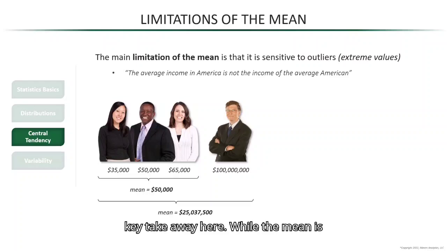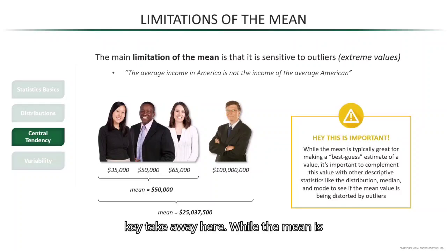And that's the key takeaway here. While the mean is typically great for making a best guess estimate of a value, it is important to complement this value with other descriptive statistics like the distribution, the median, and the mode to see if the mean value is being distorted by outliers. And if it is, you can at least be aware of it, or you can remove those outliers to obtain a better estimate. But now that we're here, let's take a look at the median and the mode, shall we?